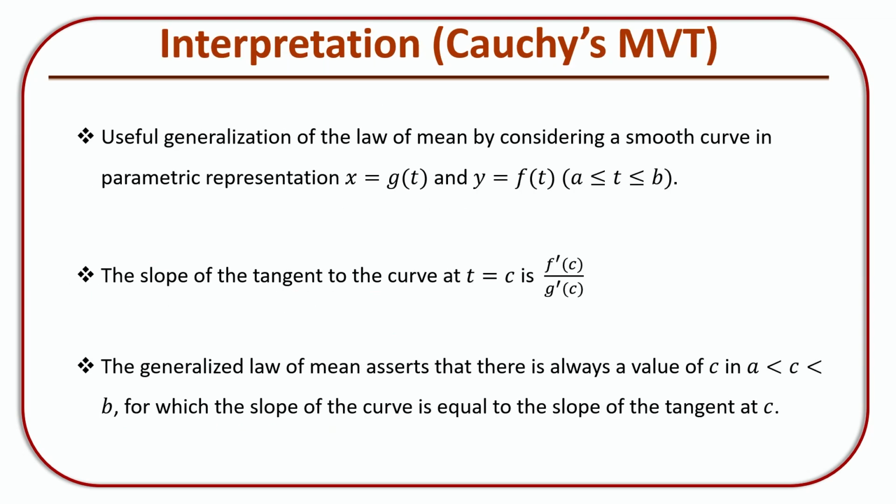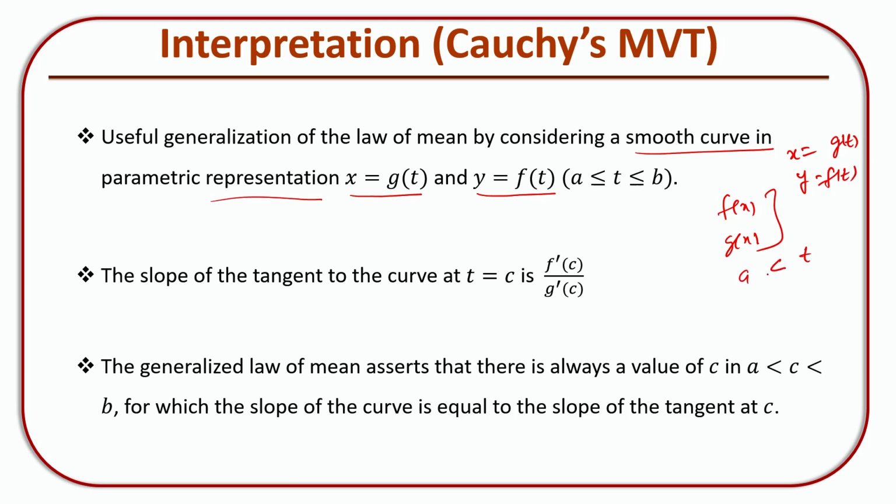So what is the interpretation? It is a useful generalization of the mean value theorem by considering a smooth curve in parametric representation, x equal to g(t) and y equal to f(t). Since we are always using f(x) and g(x) as two functions, let us use a parametric form. So let x be given as g(t) and y be given as f(t), where t is a parameter lying between a and b.